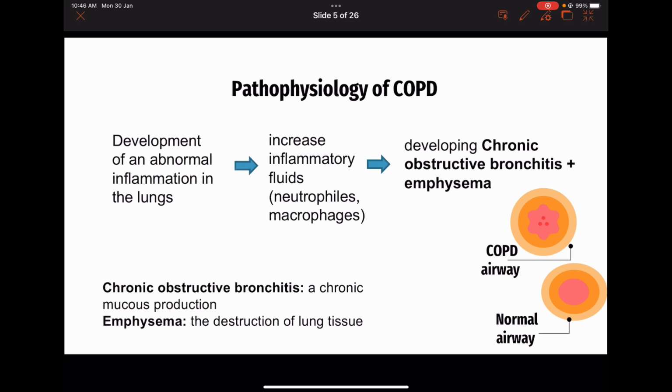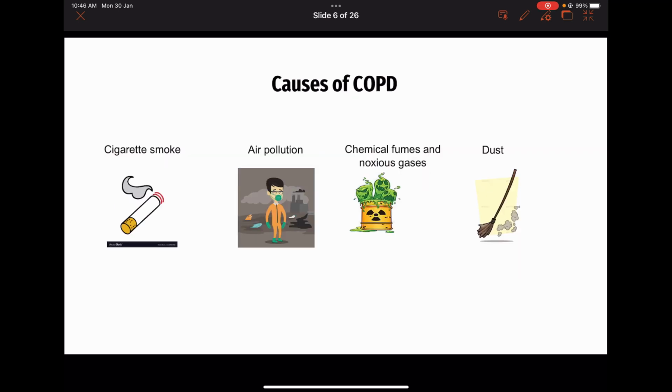Now, what are the causes of COPD? The main cause of COPD is long-term exposure to substances that irritate and damage the lungs, which is usually caused by cigarette smoke. Subsequently, quitting smoking is the most important step to treat COPD. In addition, air pollution, chemical fumes, and dust can all cause irritation and damage to the lungs.